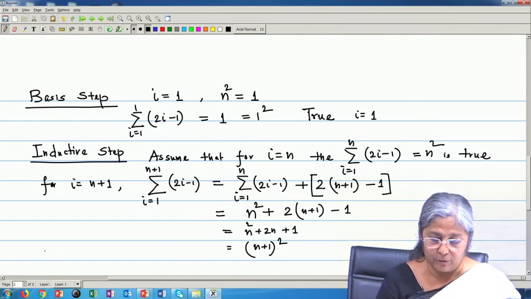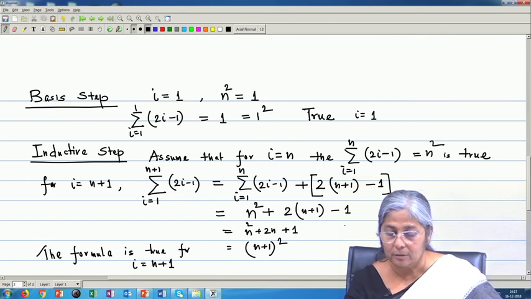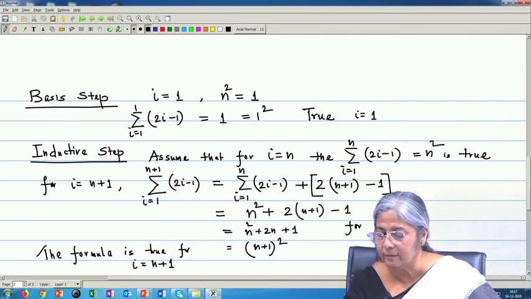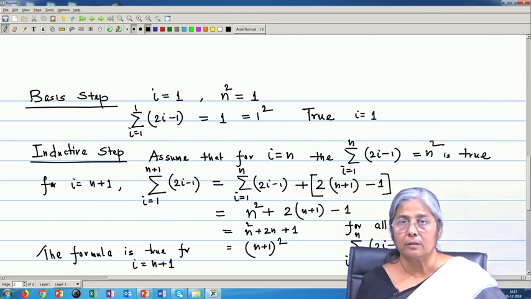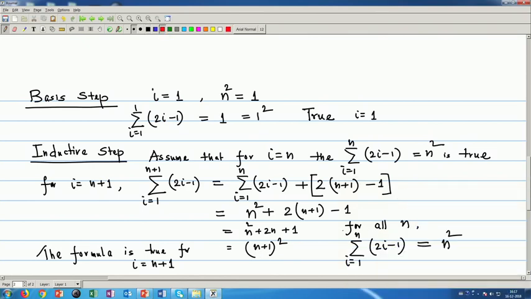So, when n equals n plus 1, again it is giving n plus 1 whole square. That means the formula is true for n plus 1. So, we can write that for all n, the sum for i equal to 1 to n of 2i minus 1, that means the sum of consecutive odd integers up to n, equals n square. So, it is proved. For all n this formula is true. So, this is how we normally use mathematical induction to prove a simple mathematical formula.